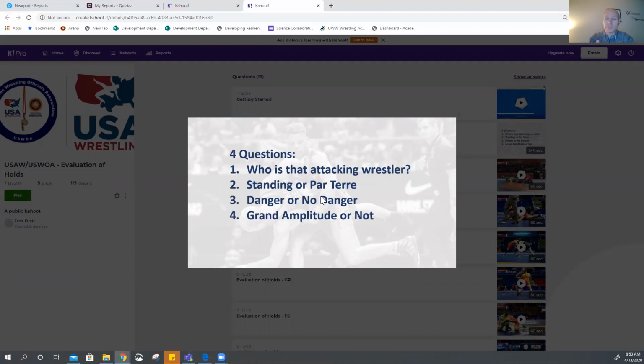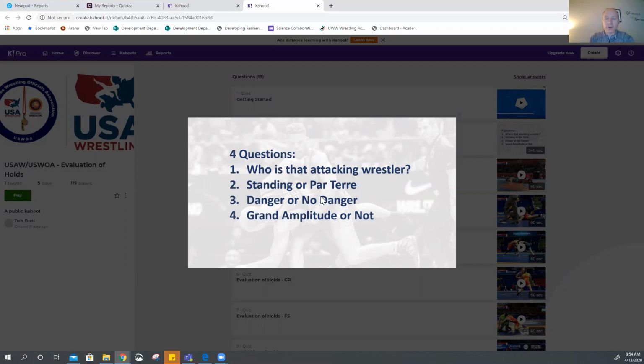The next question is, did it go to danger? If it went to danger, it's going to be the higher point value. If it doesn't go to danger, it isn't. Danger is defined as going to an elbow, a shoulder, or your head, beyond with an angle less than 90 degrees. Even if you expose, but you don't hit an elbow, shoulder, or head, that's not considered danger. So that's one thing we're looking for.